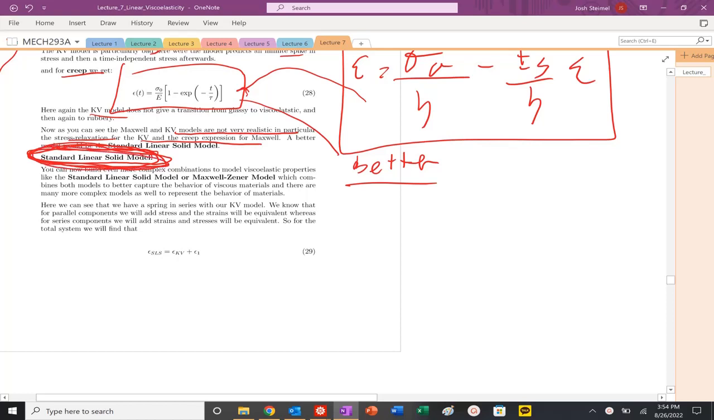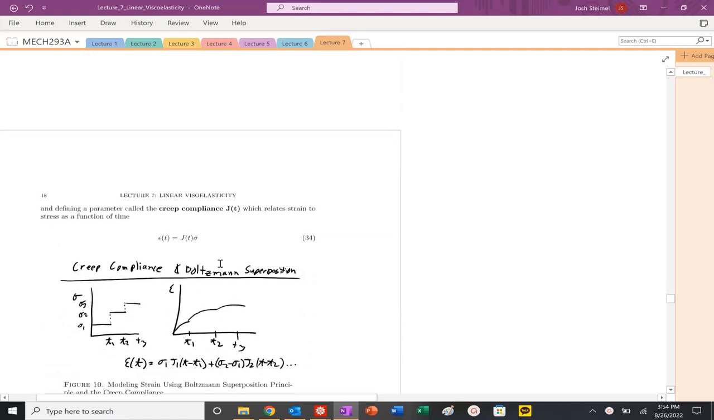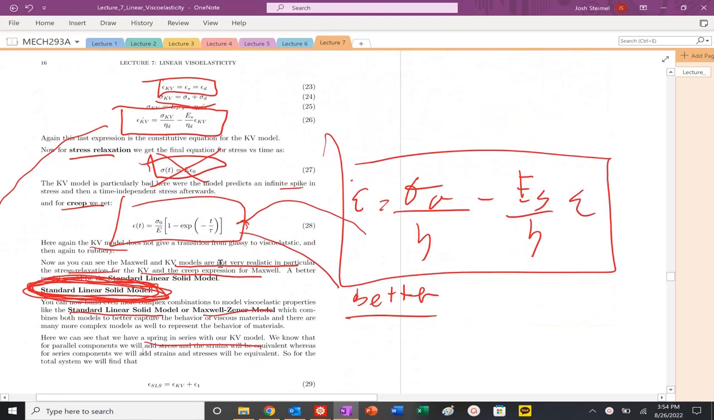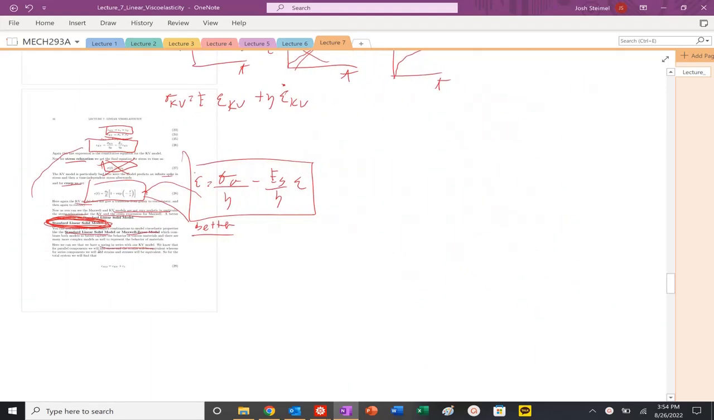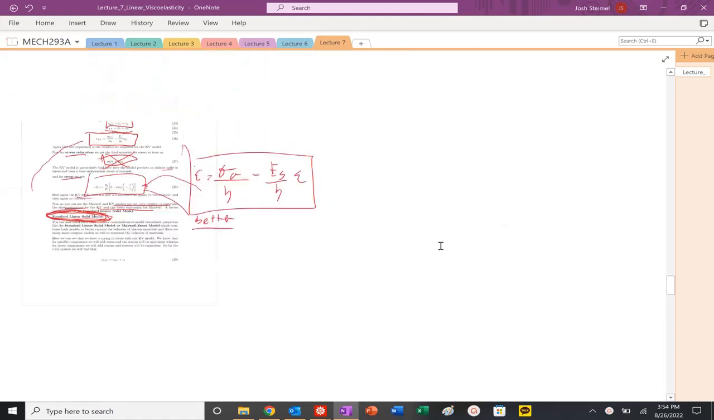All right, so let's take a look at this standard linear solid model, or the Maxwell-Zener model. Here we have a spring that's in series with our Kelvin-Voigt model. I think I accidentally deleted this, so bear with me. Again, this is the benefit of a live lecture.